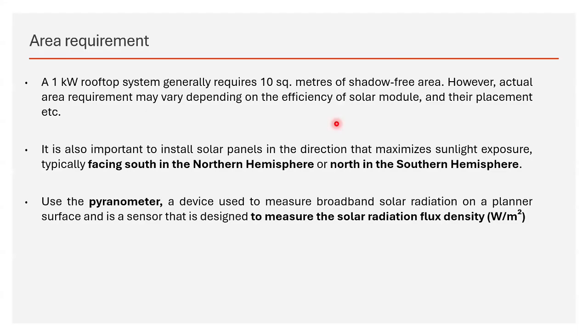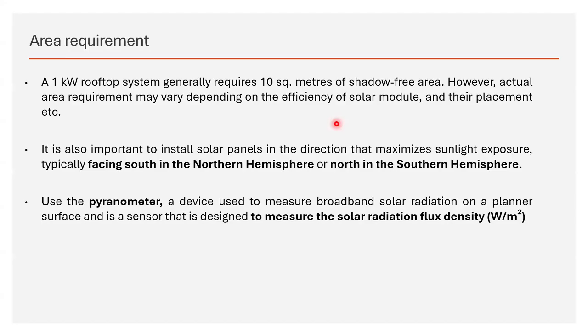And in this orientation, it is also important to install the solar panels in the direction that maximizes the sunlight exposure. So if we are in the northern hemisphere, then it should be facing south, and if we are in the southern hemisphere, it should be facing north. So it is quite obvious.